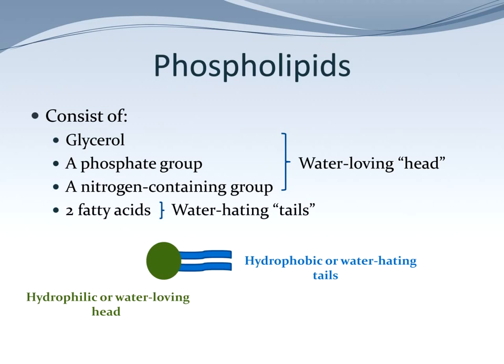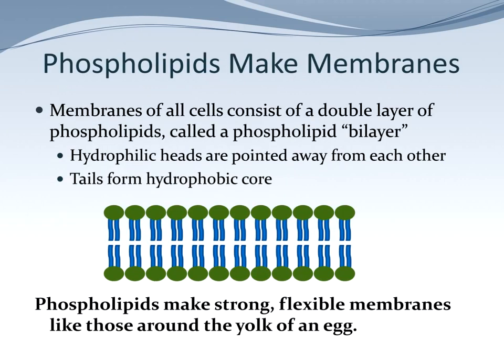Phospholipids have structures similar to fats. They consist of one glycerol molecule with two fatty acids attached. In place of a third fatty acid is a group called a phosphate group, which has a negative charge. The presence of this negatively charged phosphate group makes a phospholipid partially hydrophilic, or water-loving. All cell membranes consist of phospholipids.